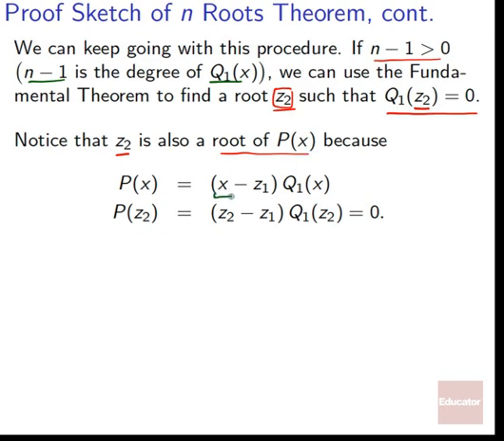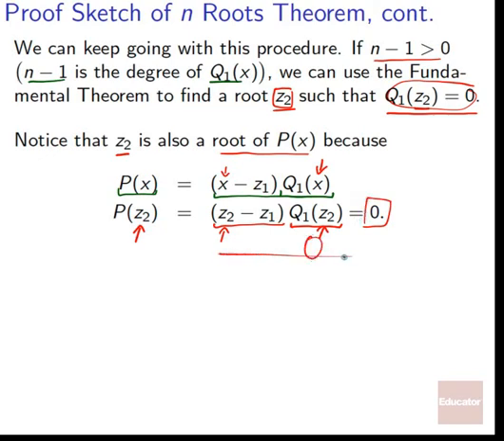So we have x minus z1 times q1 of x is the same thing as p of x. So if we plug in z2 into p of x, then we're going to have z2 plugged in for our x. And so we'll get z2 minus z1. And that's some number. But we're also going to have q1 plugging in the z2 here. So we knew that q1 of z2 equals 0, so that means that the whole thing has to come to 0 because we've got a 0 here, and 0 will knock out whatever else we have. So the whole thing comes to 0, which means that p of z2 has to equal 0.